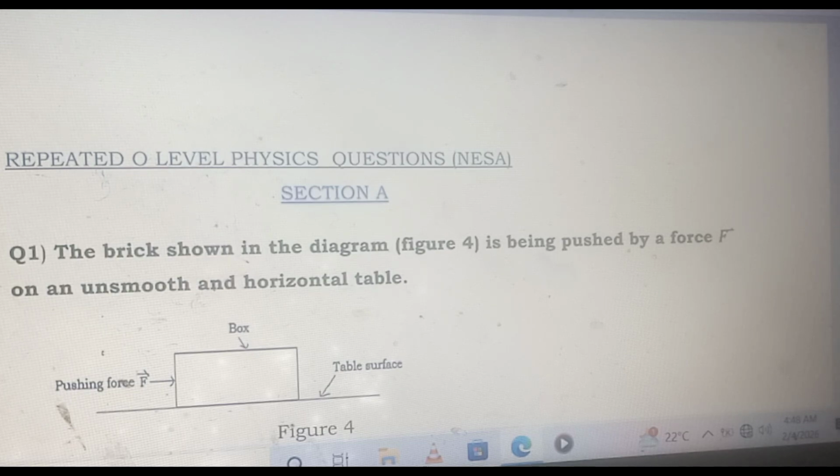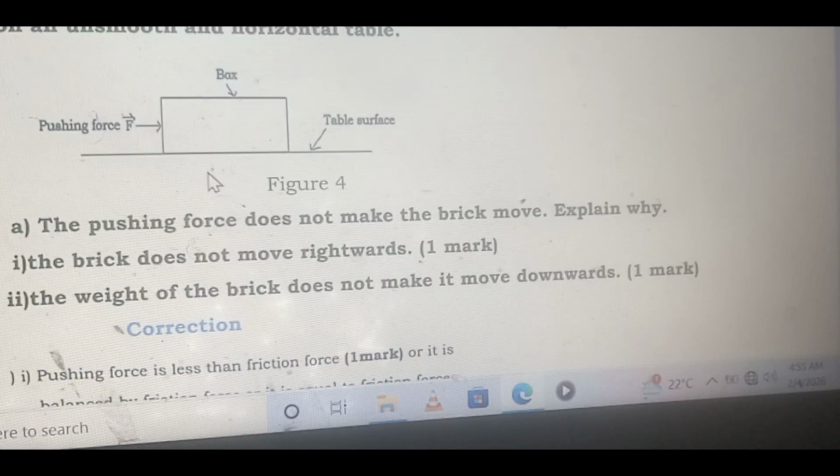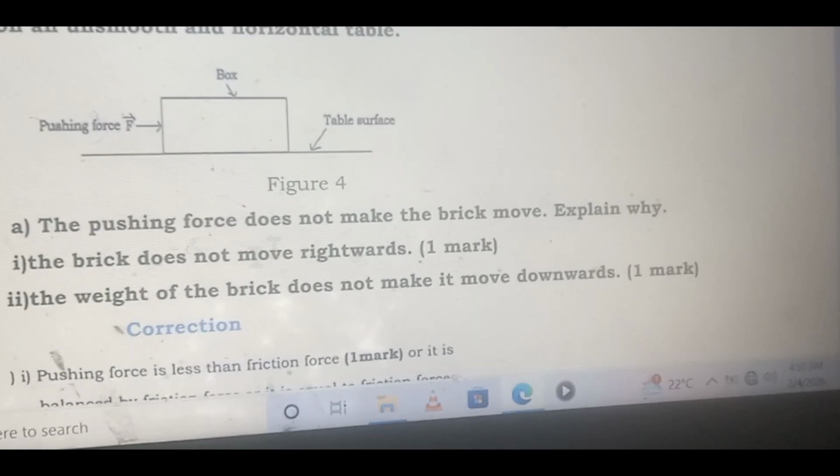Let's start. Section A. Question 1. The brick shown in the diagram, figure 4, is being pushed by a force on a smooth and horizontal table. We have the table surface, the pushing force and the box. A. The pushing force does not make the brick move. Explain why. (i) The brick does not move rightwards. (ii) The weight of the brick does not make it move downwards.